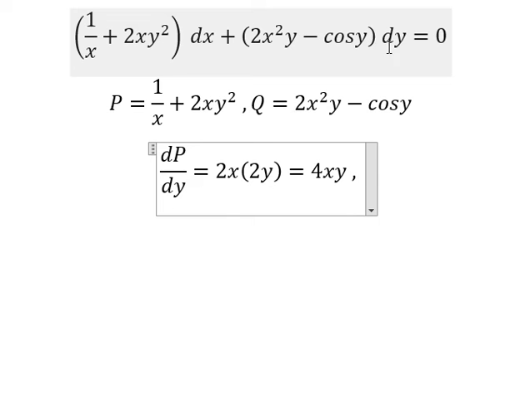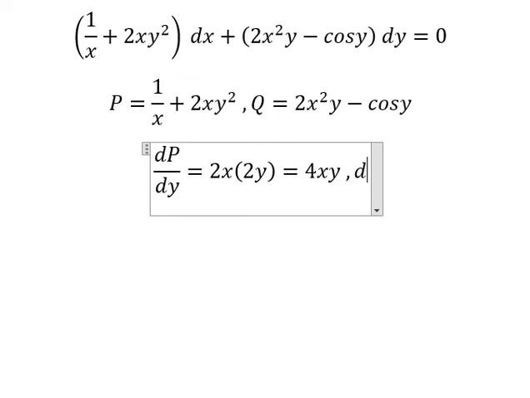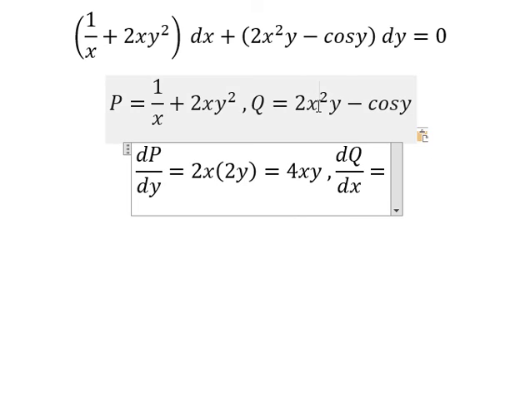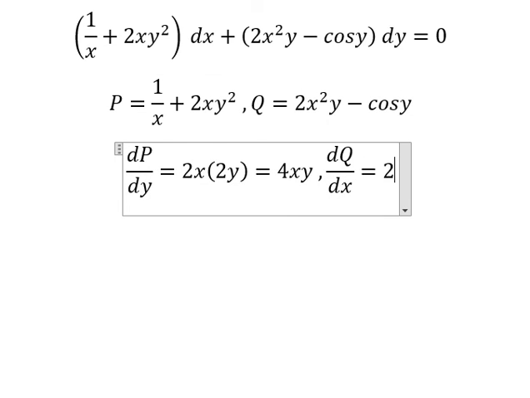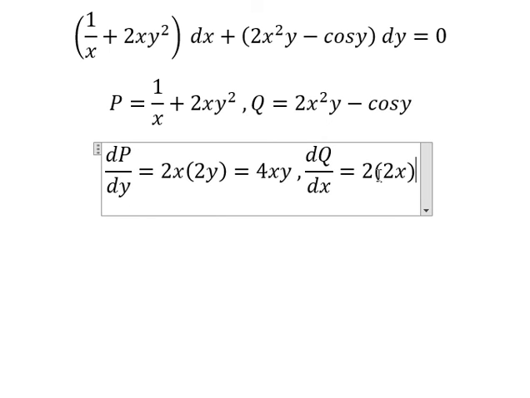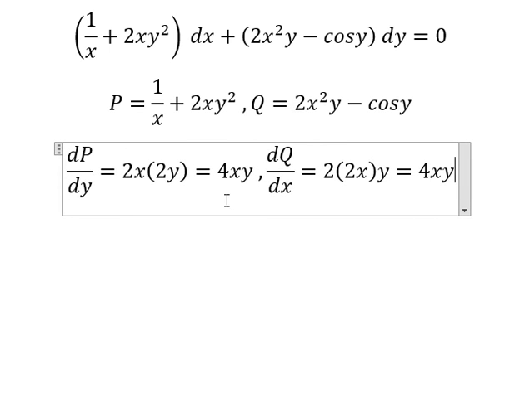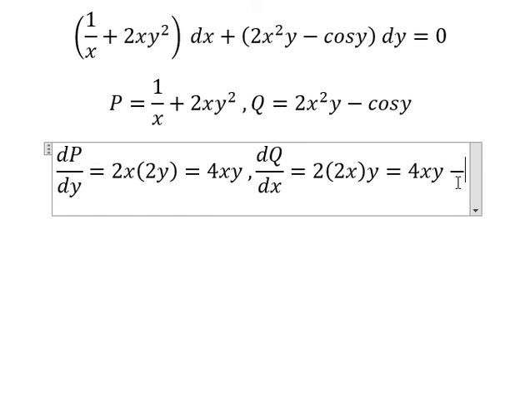Next we have dy. That means we need to do first the derivative of q with respect to x. So we just have only x squared, and we have 2xy, and this one we have 4xy. We see that 4xy, they are the same. So that is exact.